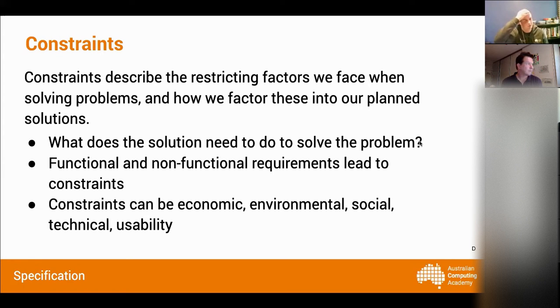And the constraints, so as I mentioned before, thinking about what the restricting factors are and how those affect our planned solution. We'll talk a bit more about functional and non-functional requirements soon, but examples of constraints are, say we're developing some solution, what are the costs, and can we afford those costs? What are the environmental considerations as well, and that sort of thing. So an example of constraints here, if you're working on a school-based solution like a roll system and you're storing student names, then that is a constraint that you need to be aware of. For example, privacy might come in here, which might limit your solution in a particular way.